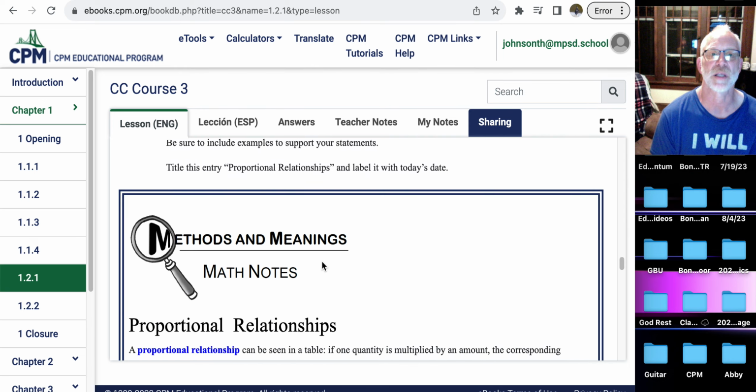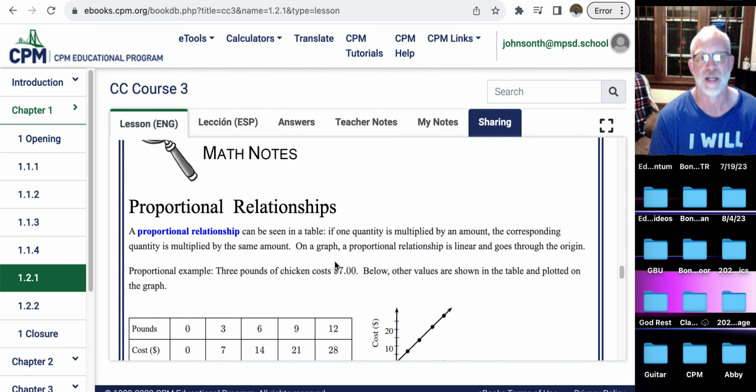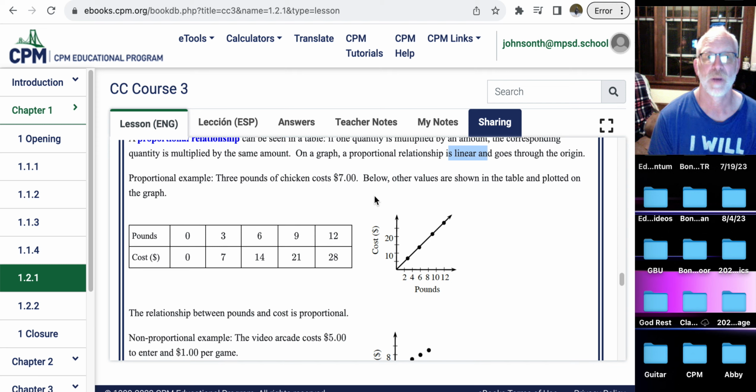So we'll go down to here and we'll recall that a proportional relationship can be seen in a table. If one quantity is multiplied by an amount, the corresponding quantity is multiplied by the same amount. On a graph, a proportional relationship is linear, a straight line, and goes through the origin, 0. Proportional example: 3 pounds of chicken cost $7. 0 pounds of chicken cost $0. 6 pounds of chicken, doubled, cost $14. 9 pounds, tripled, cost 3 times 7, which is $21.